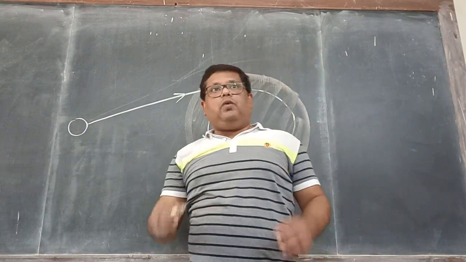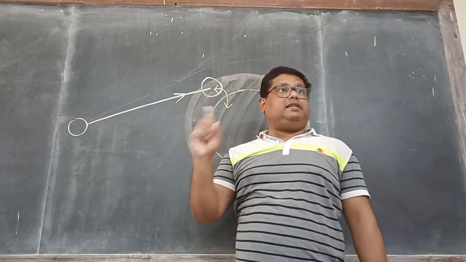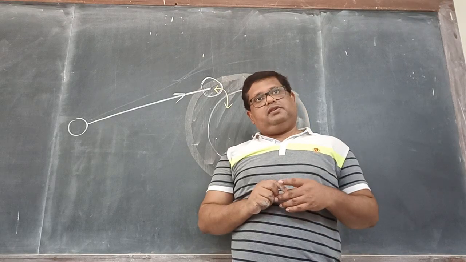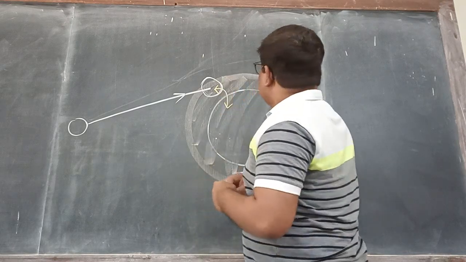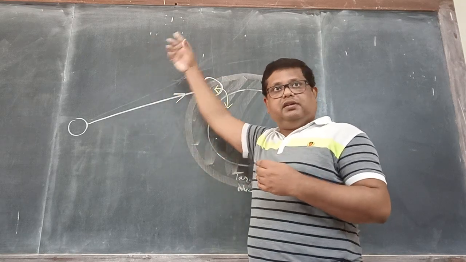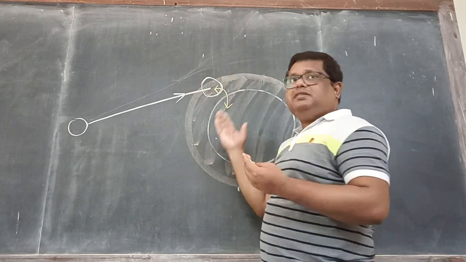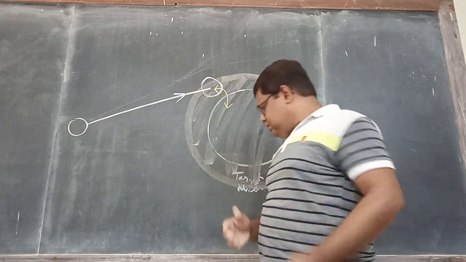So what will be the possibilities? First possibility, inelastic scattering. Previously we were talking about elastic scattering, right? Two very interesting cases of elastic scattering. Now this is inelastic scattering, very basic.